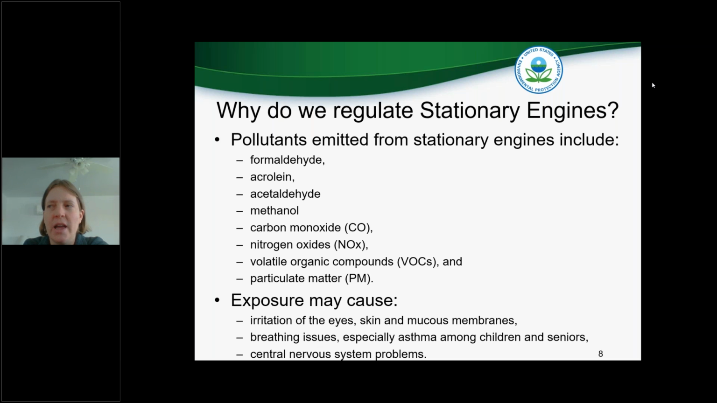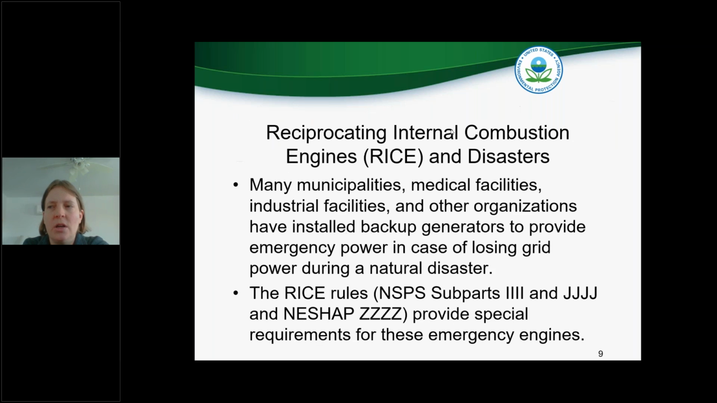Okay, so the next slide talks about reciprocating internal combustion engines, which we have commonly called RICE, and people refer to the RICE rules.